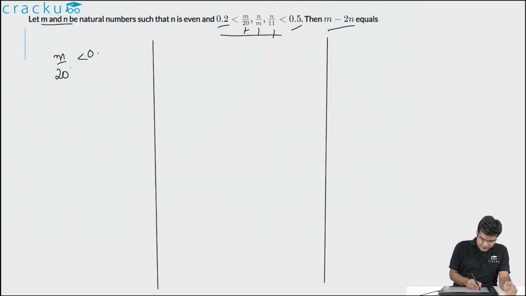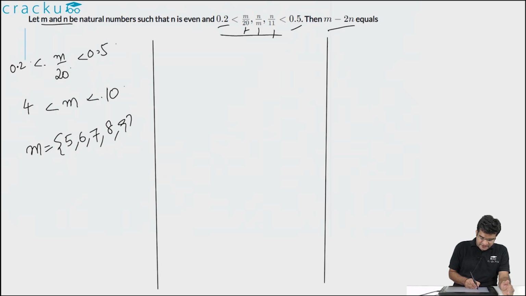is greater than 0.2 and less than 0.5. So let us multiply the entire inequality by 20. So m is greater than 0.2 into 20, that is equal to 4, and it is less than 20 into 0.5, that is equal to 10. So what are the possible values that m can take? Because we know that m is a natural number, m can be either 5 or 6 or 7 or 8 or 9. Let us look at the second inequality.